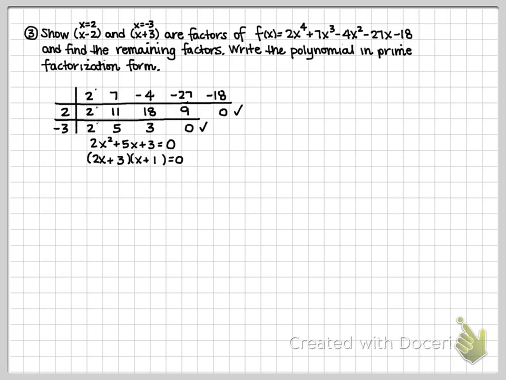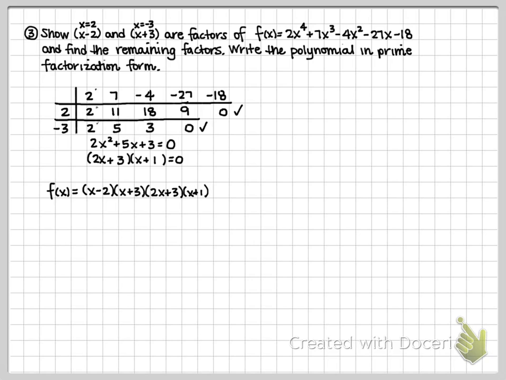All right, so this started out as an f of x. So I already proved the first factor worked, which was x minus 2. I proved that the second factor worked, which was x plus 3. And then I was able to get the 2x plus 3 and the x plus 1.